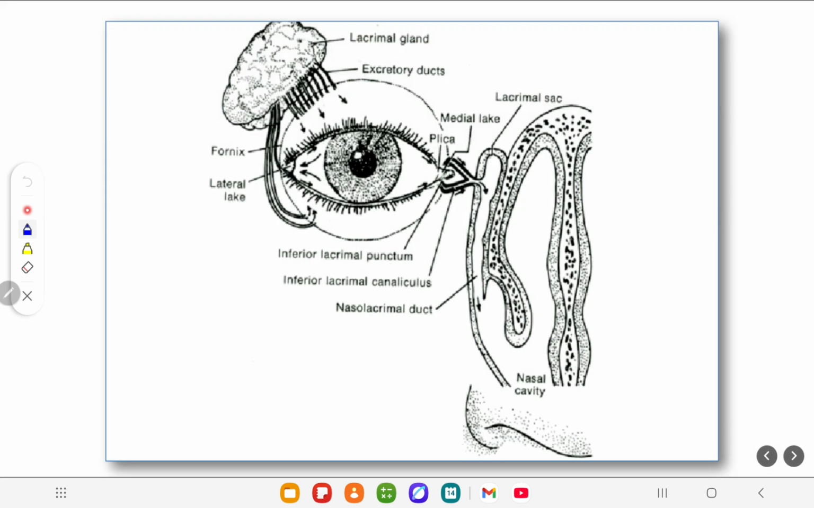So this is how the lacrimal gland and the excretory duct open here in the superior temporal portion of the conjunctiva, where the tears are definitely produced, and from there the blinking mechanism takes it. So I'm not going to talk about the lacrimal apparatus and its structure and anatomy, definitely not.